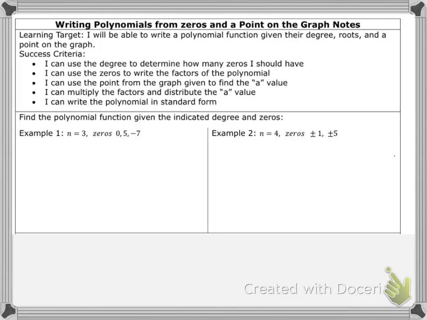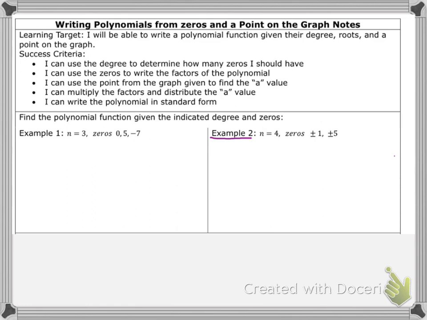All right, we're going to look at writing polynomials from zeros and a point on the graph. So we're going to use the degree to determine how many zeros it should have, and then we're going to use the zeros to write the factors, and then we're going to multiply our factors. And if we are given a point, we need to find our a value, and then multiply that in, and then write our polynomial in standard form. So we're going to look right here at example 2.